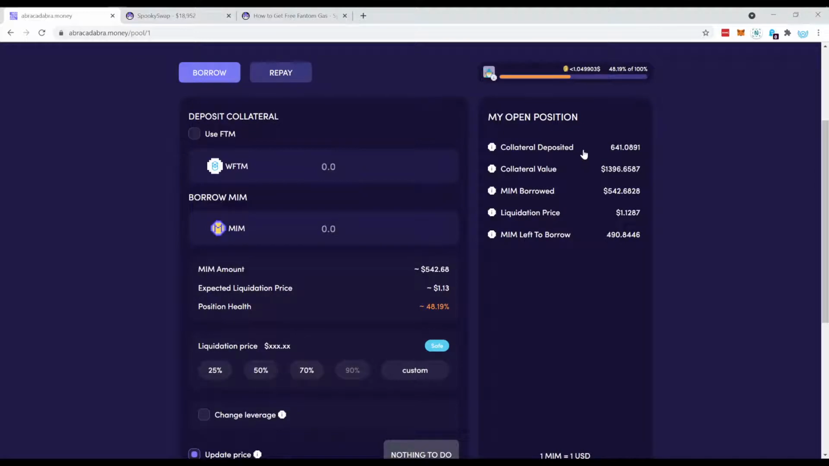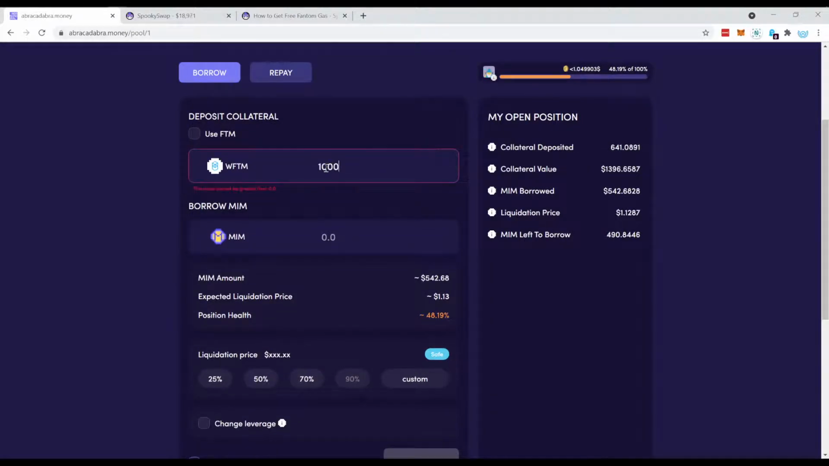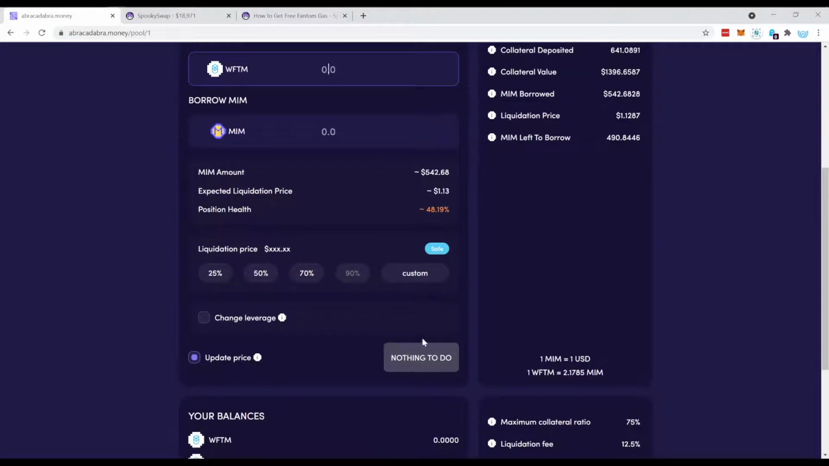Now, if you didn't already post collateral, you would just put the amount of WFTM in here and put the amount you want to borrow against it here. And in real time, those numbers are going to update. So you just use as much so it will not be lower than 40%, okay? And then right here, the button will say post collateral and borrow. Click it, confirm the transaction, and there you go. You will get your MIM.